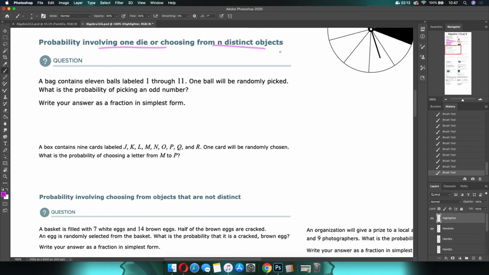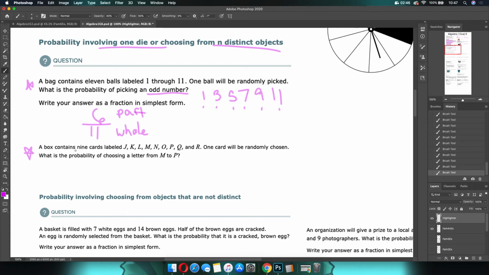involving one die or choosing from distinct objects. This comes from a couple of different flavors, and these two here are the most common that you're going to see. You have balls labeled 1 through 11, so there's 11 total. So again, this is our whole, and now we've got to figure out how much is our parts. One ball will be randomly picked. What is the probability of an odd number? So odd numbers are 1, 3, 5, 7, 9, and 11. So how many are there? 1, 2, 3, 4, 5, 6. 6 out of 11. That's going to be our answer.